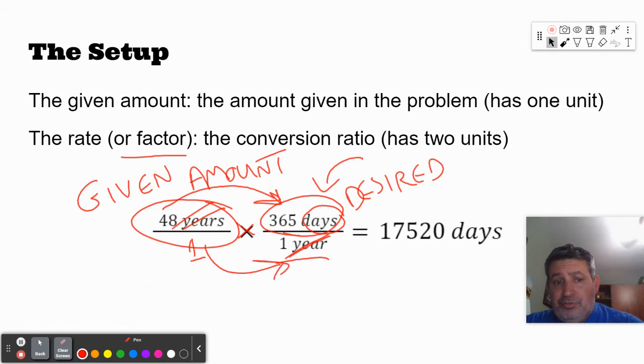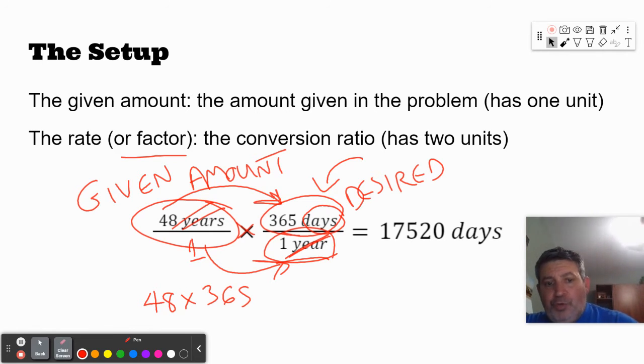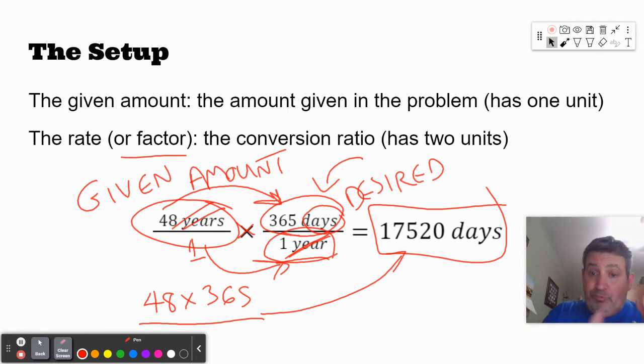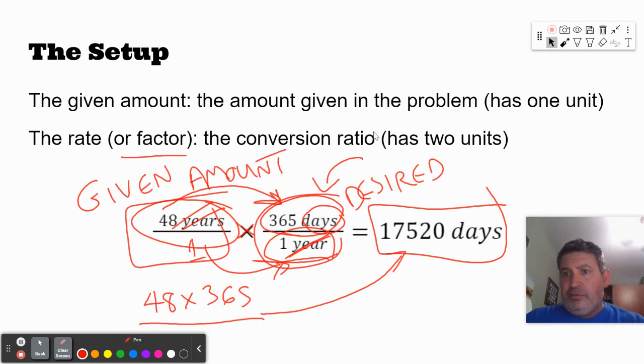In the calculator, it's really easy. It's 48 times 365. It's technically divided by 1, but I'm not going to waste my life dividing by 1 or multiplying by 1 ever. Okay. So 48 times 365 in the calculator, you get 17,520 days. So when I turned 48 last October, right at that moment, I was 17,520 days old. So that's the general setup: given amount, rate.